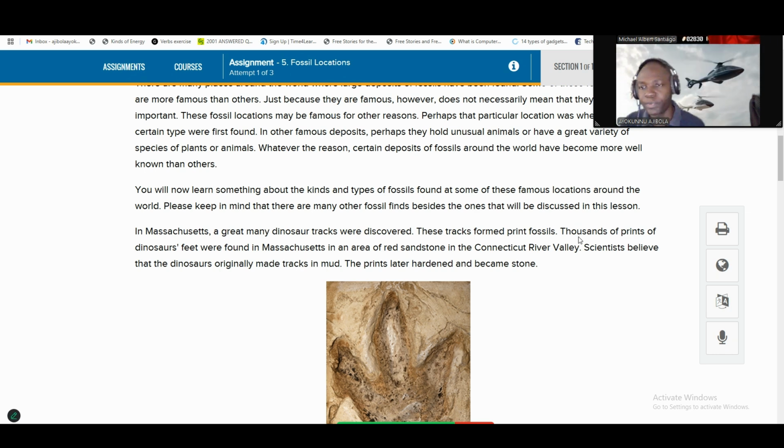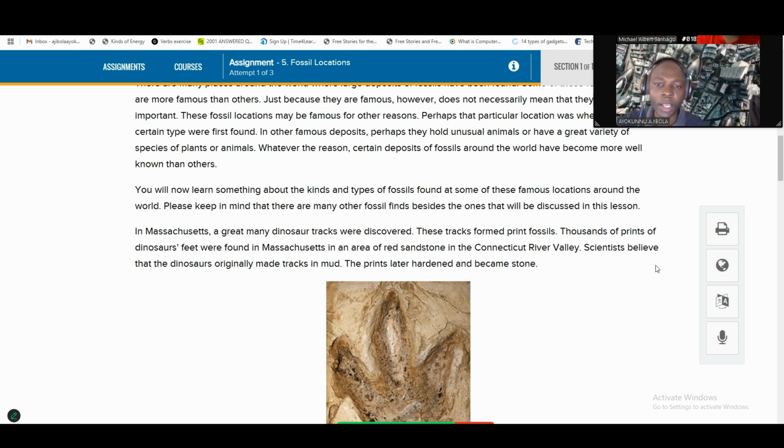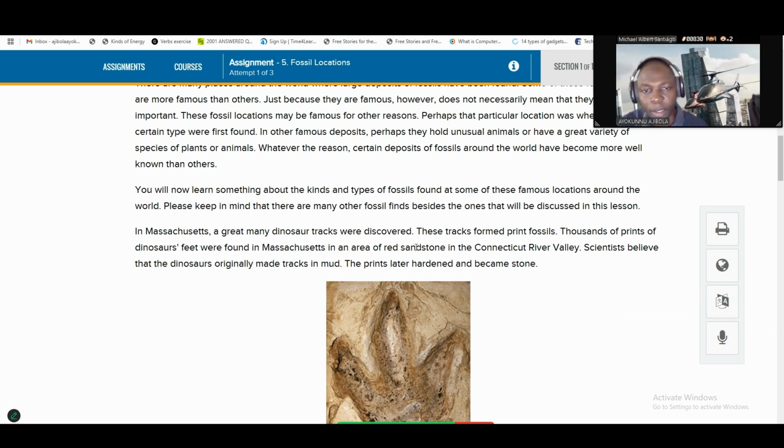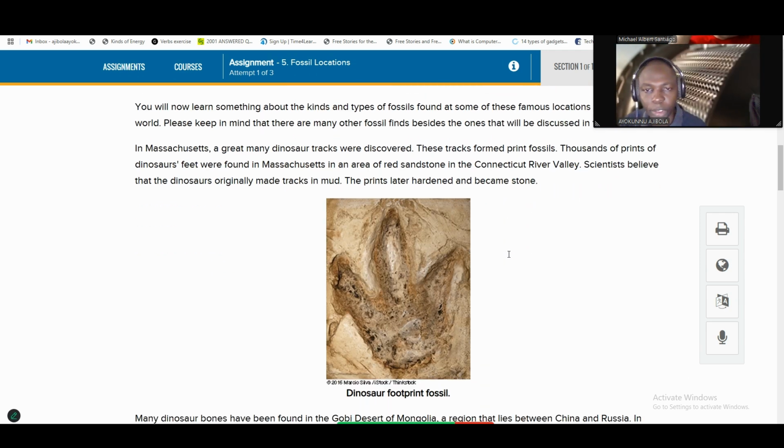So thousands of prints of dinosaurs' feet were found in Massachusetts in the area of red sandstone and Connecticut River Valley. Scientists believe that the dinosaurs originally made tracks in the mud. The prints later hardened and became stone.